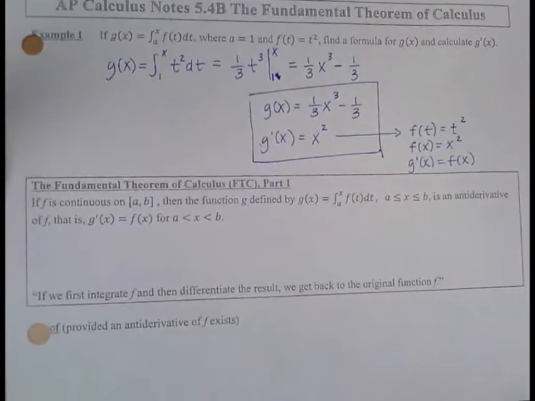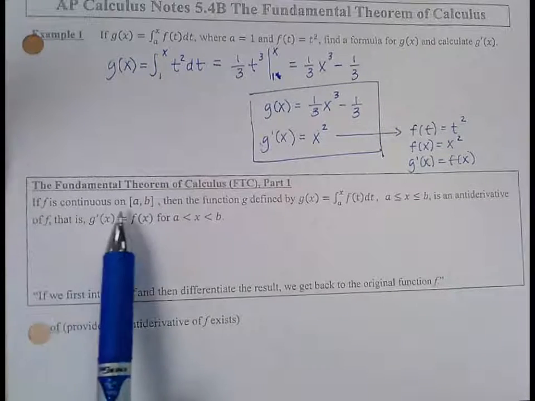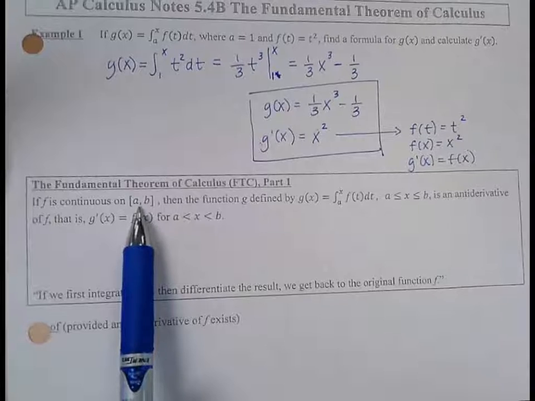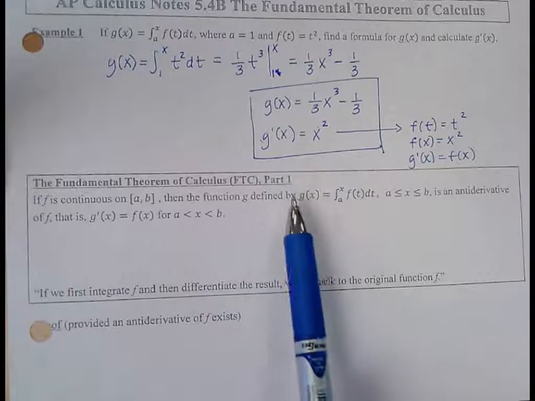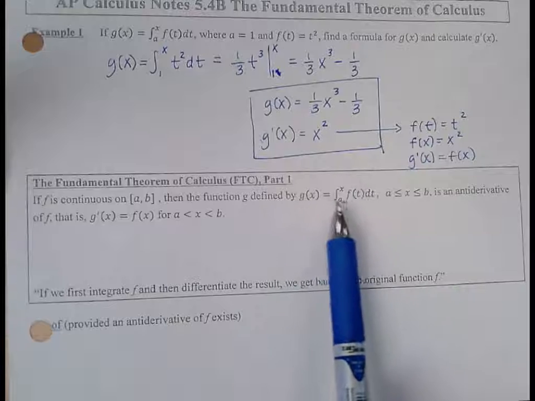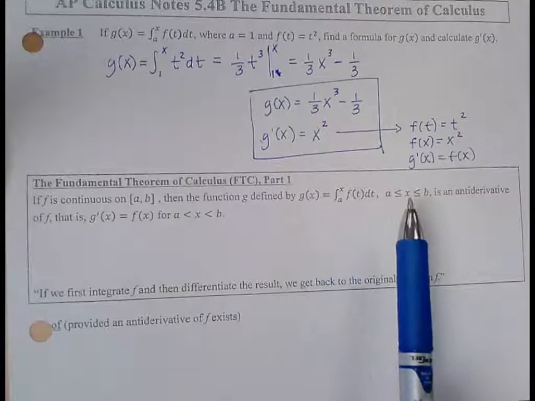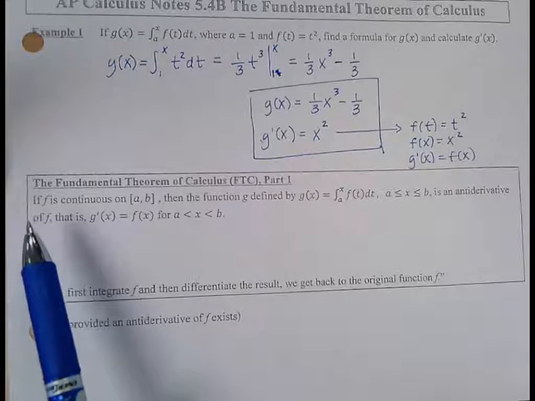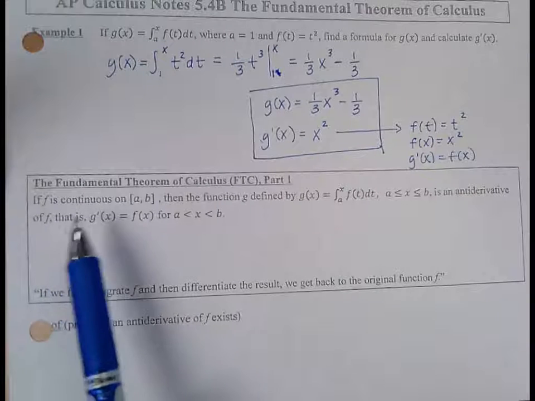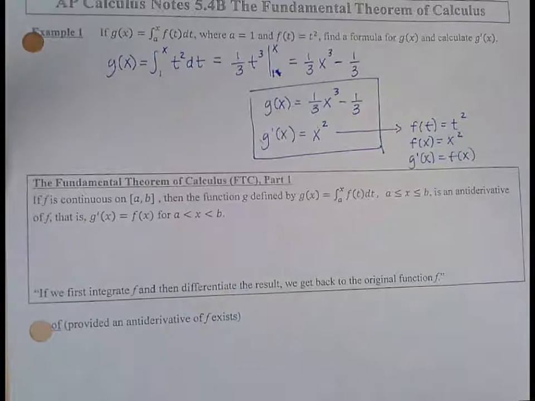So the first part of the fundamental theorem of calculus says that if f is a continuous function on the closed interval from a to b, then the function g, defined by an area function, g of x is equal to the integral from a to x of f of t dt, again on the closed interval from a to b, is an antiderivative of f, and we talked about that idea yesterday. That is g prime of x is equal to f of x on the interval from a to b.